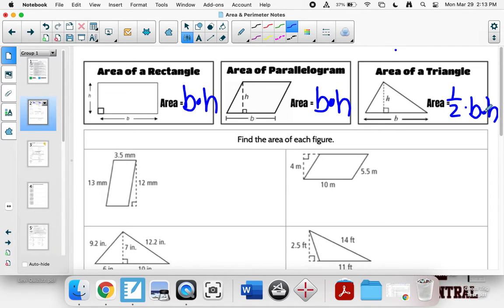What happened? Charge the phone. Okay. Oh, charge the phone.